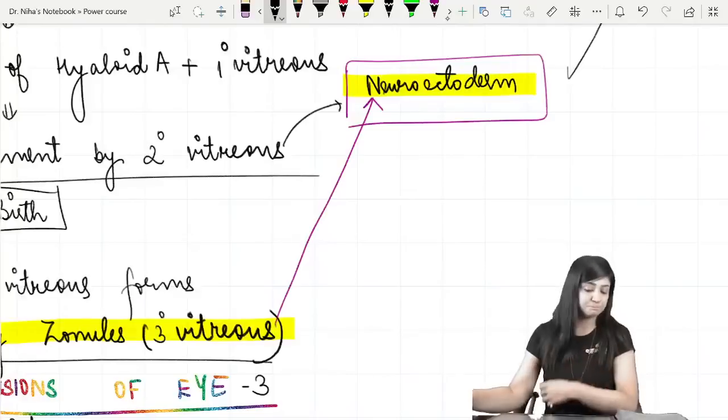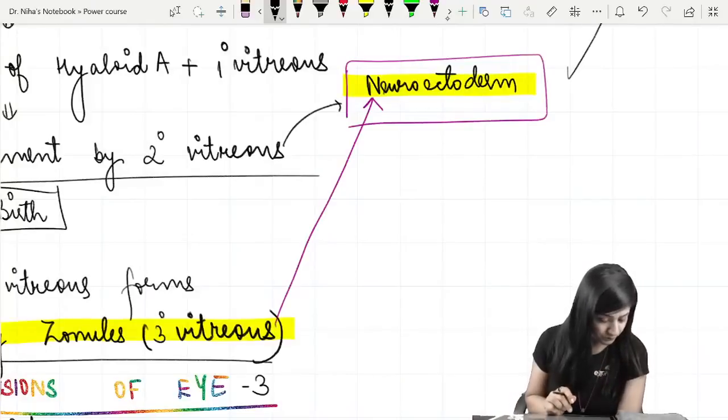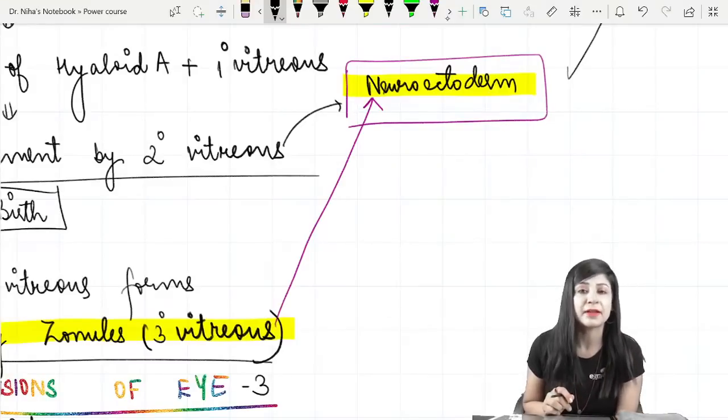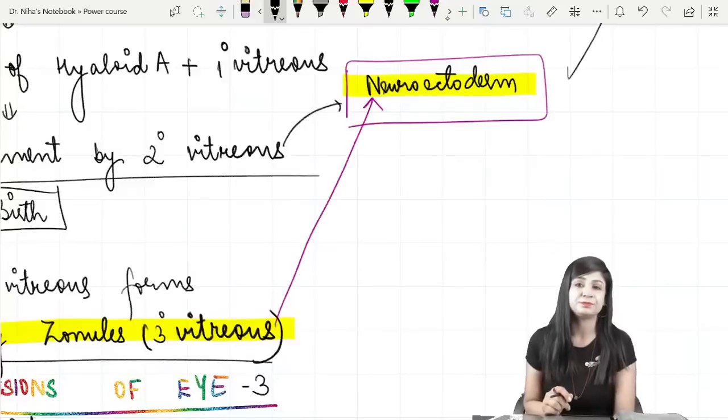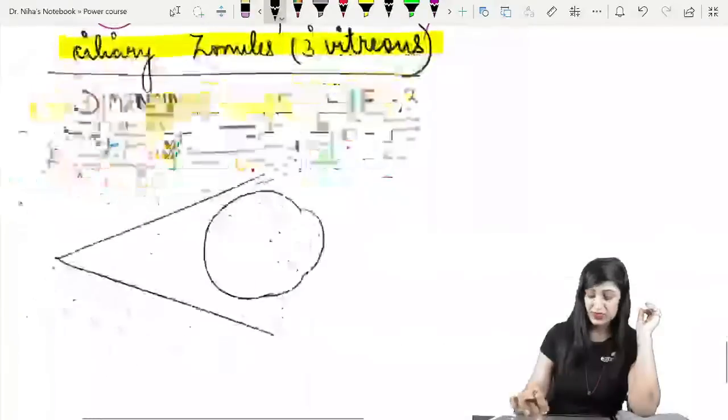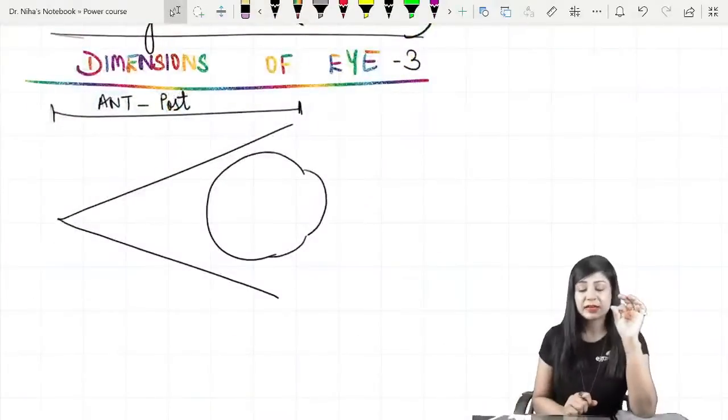अभी ठीक है? So all the structures we did in the primary vitreous will disappear at birth. Yes, normally they will disappear. Yes, Utkarsh. ठीक है? चलो, अब dimensions की बात करते हैं.